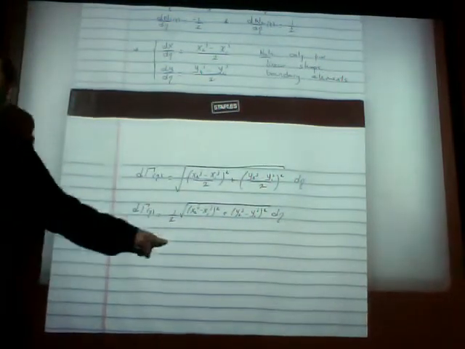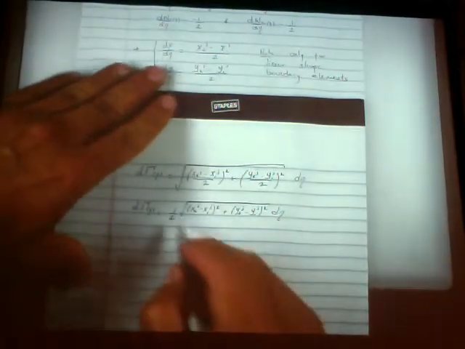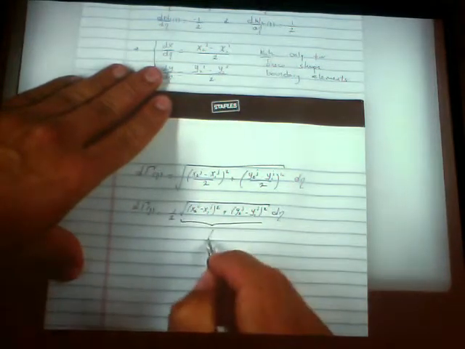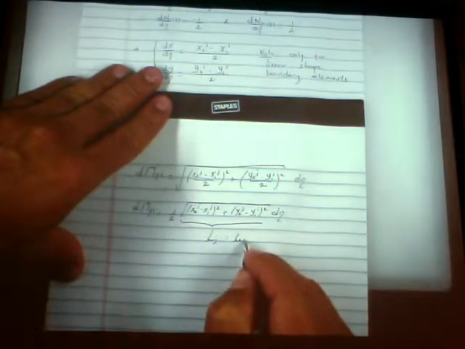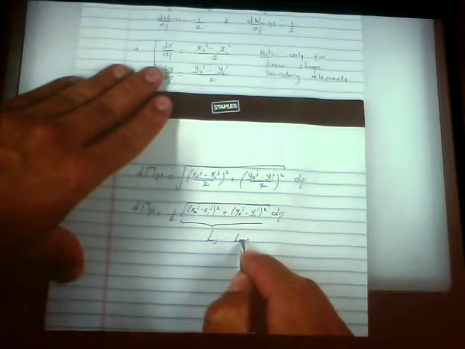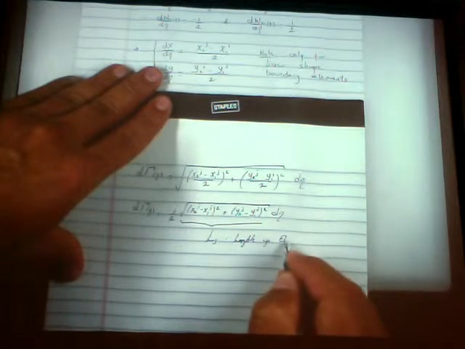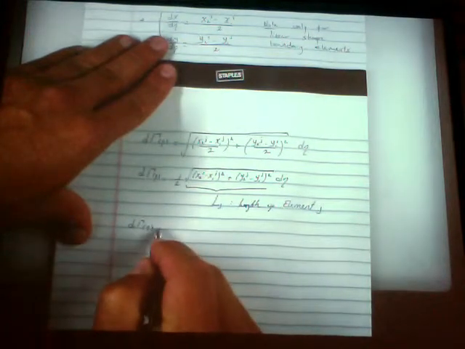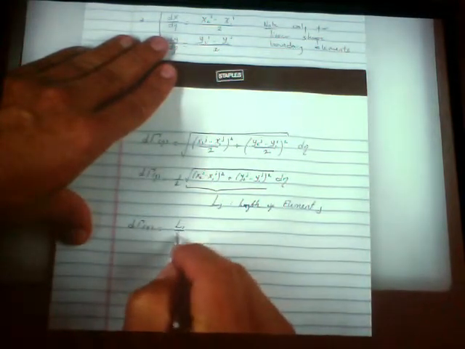And who's that in the square root? Remember, x1, y1 is one point here, x2, y2 is a point here. That's just the length, right? That's the length of the element. So this, let's just call it LJ, length of element J. So dΓ is the length of element J divided by 2, d eta.